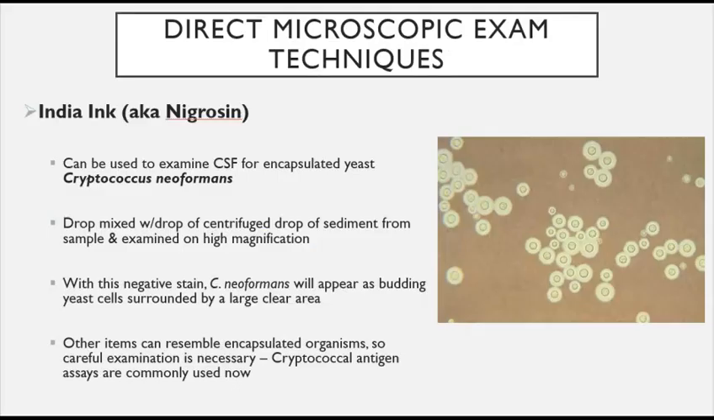The next technique is India ink. This can be used to examine our cerebral spinal fluid for encapsulated yeast. It's often used for Cryptococcus neoformans. A drop is mixed with a drop of the centrifuged specimen or sediment from the sample and it's examined under high magnification. With this negative stain, C. neoformans will appear as budding yeast cells surrounded by a large clear area.